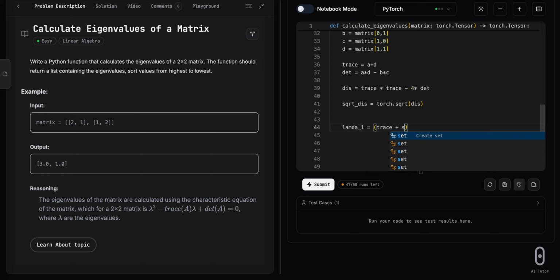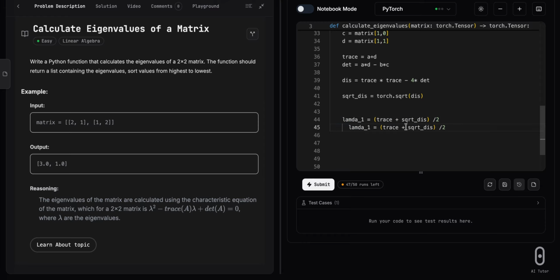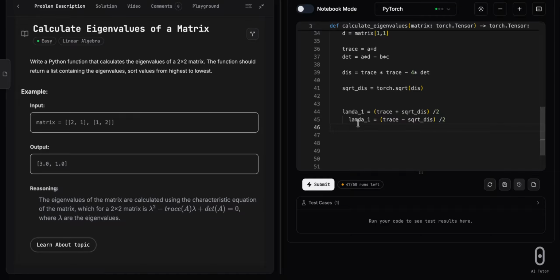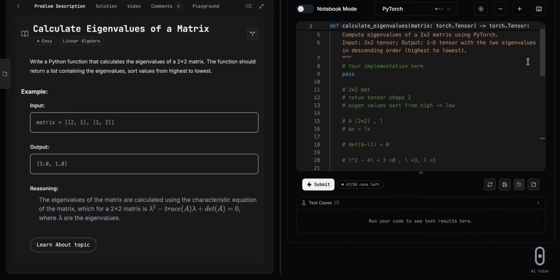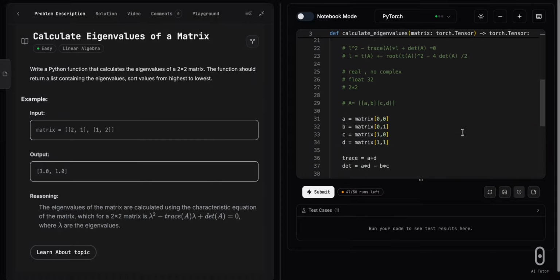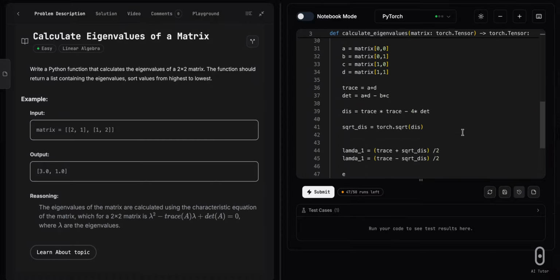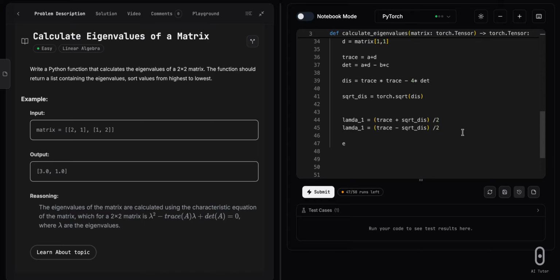So it will be trace plus square root of discriminant by 2, and similarly we'll have lambda 2, since we have plus minus, so it will be the second root. And now we have to stack the 2 scalars into a 1D tensor, a tensor of 1D shape. And they will already be in descending order because of plus and minus.